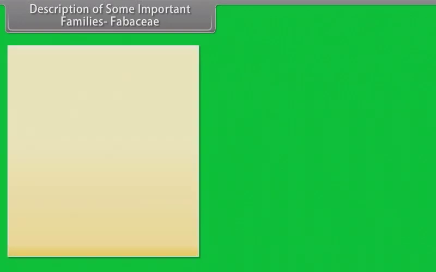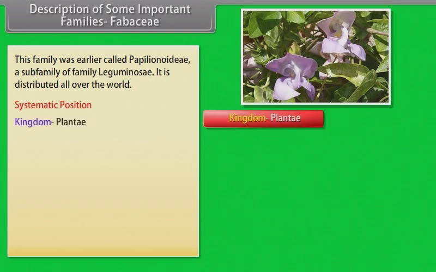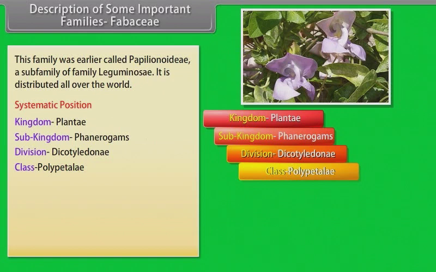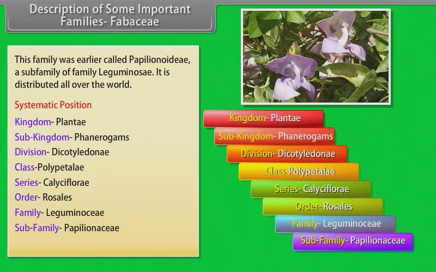Fabaceae. This family was earlier called Papilionatae, a subfamily of family Leguminosae. It is distributed all over the world. Systematic position. Kingdom Plantae. Subkingdom Phanerogams. Division Dicotyledonae. Class Polypetalae. Series Calyciflorae. Order Rosales. Family Leguminosae. Subfamily Papilionatae. Family Fabaceae.